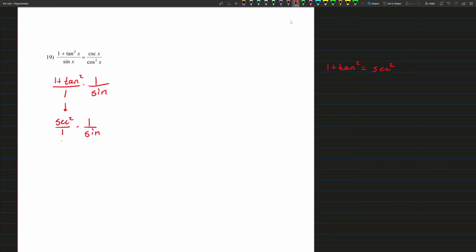Well, secant squared is 1 over cosine squared. 1 over sine is cosecant. Multiplying those two things together, we get cosecant over cosine squared. And that's exactly what we were trying to find.